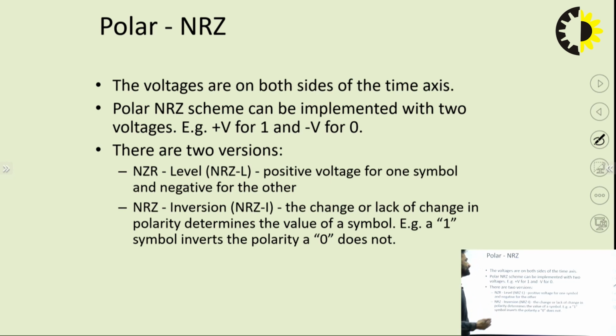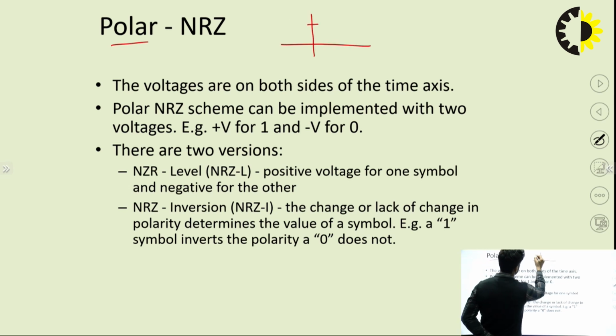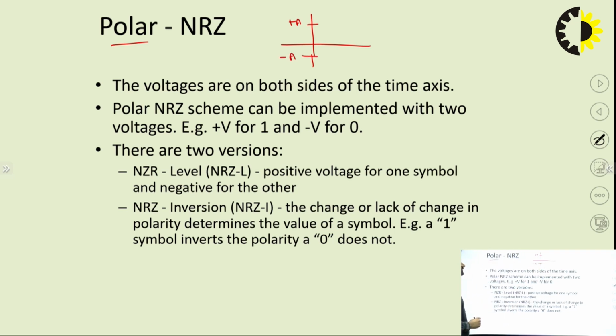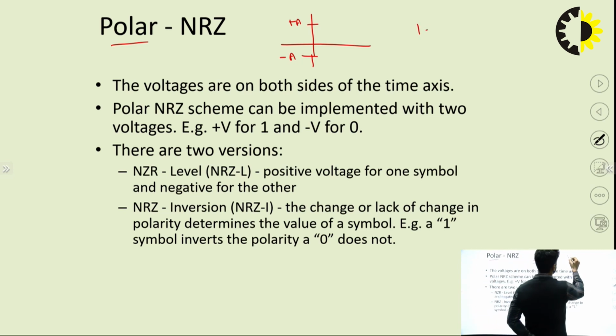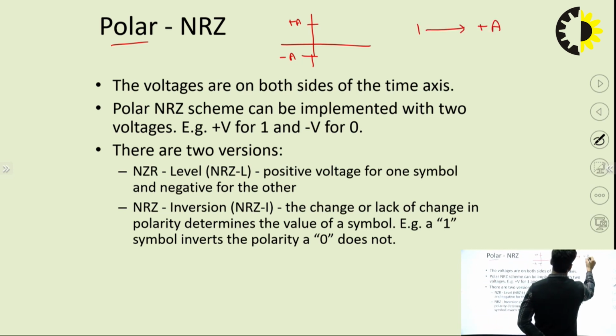Now this polar NRZ, polar means it has two polarities, plus A and minus A. Two signal elements will be there, plus A and minus A. Now 1 will be represented as plus A and 0 will be represented as minus A.